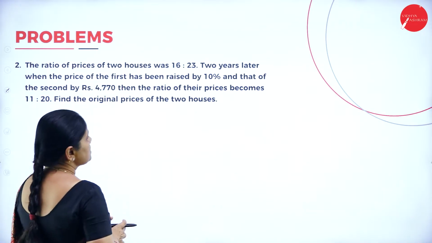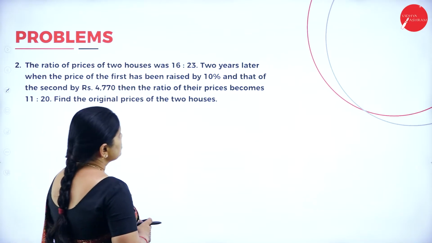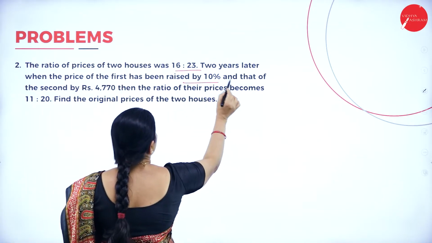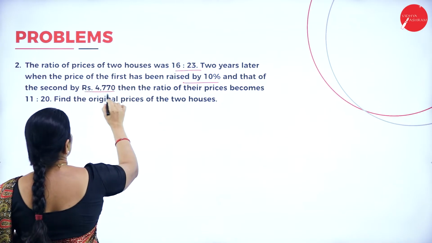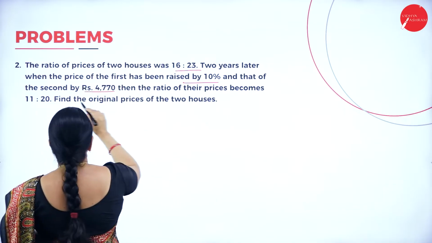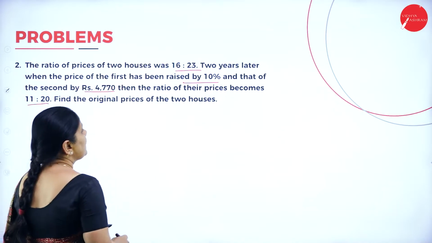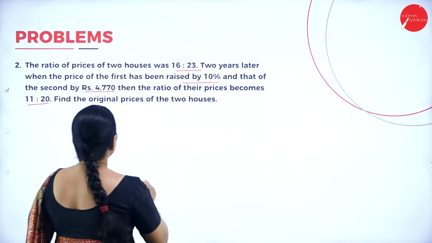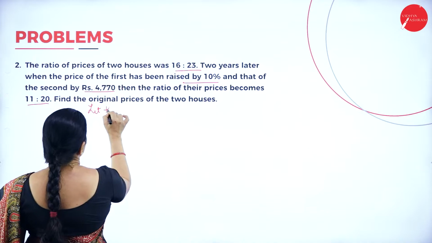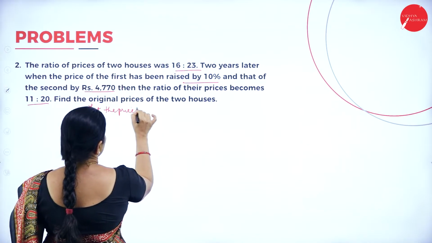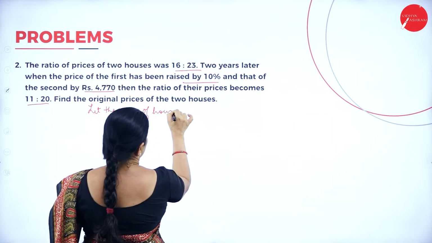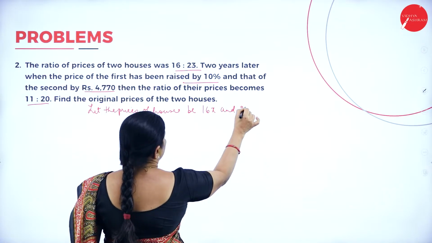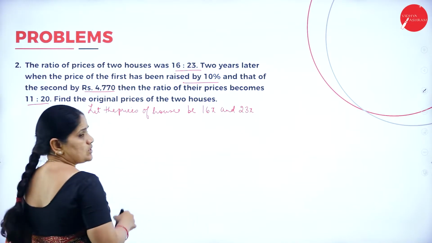Now the next problem. The ratio of the prices of two houses was 16:23. Two years later, when the price of the first has been raised by 10% and that of the second by 4,770, then the ratio of the prices becomes 11:20. Find the original prices of the two houses. Now we will assume that the prices of the houses are 16x and 23x.